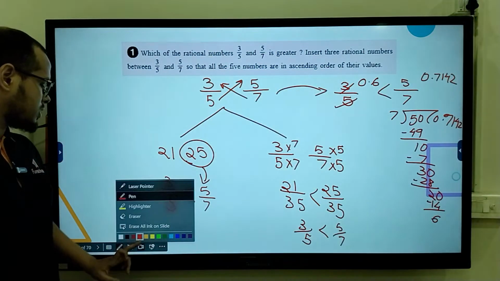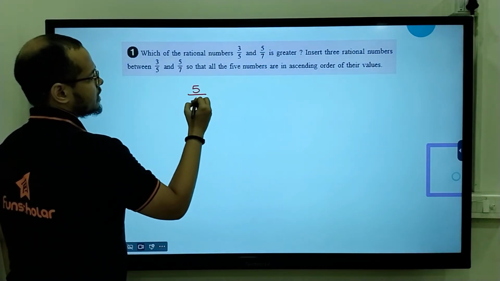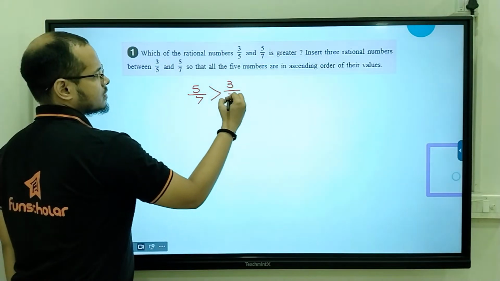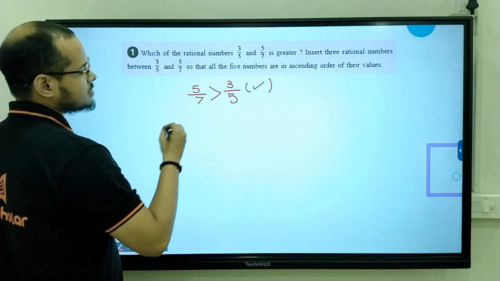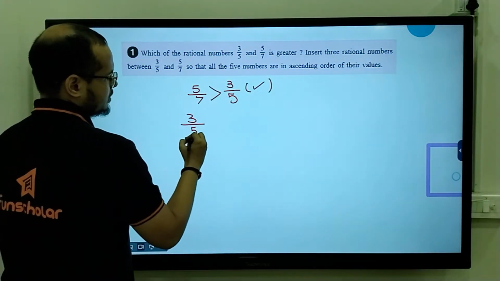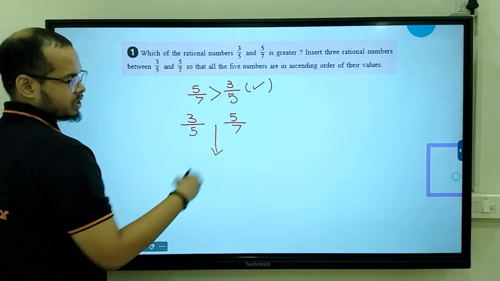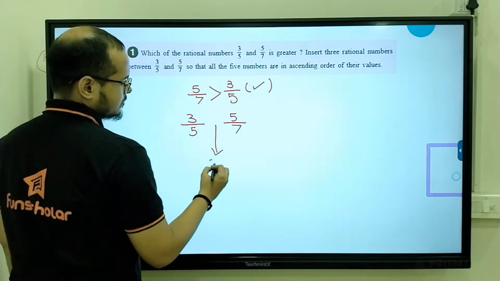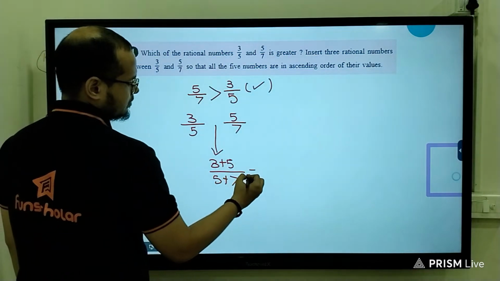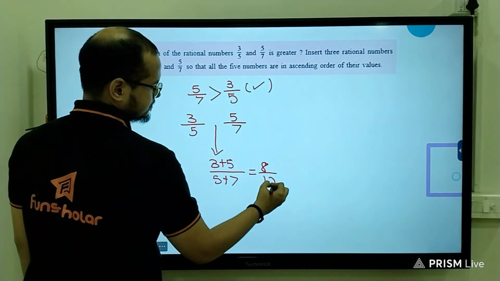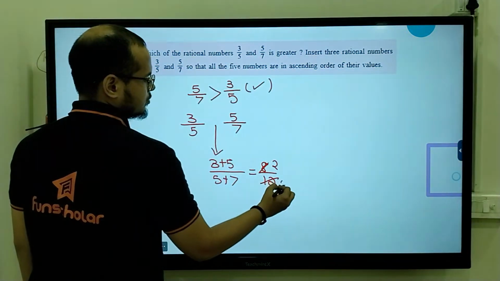Okay, so the first part of the question we have solved. 5 by 7 is greater than 3 by 5. This is done. Now insert three rational numbers between them. This is very easy. See, 3 by 5 and 5 by 7. For the first rational number, we are going to add the numerators and the denominators. That's it. So 3 plus 5 by 5 plus 7. What do we have? We have 8 by 12. Divided by 4, we get 2 by 3.